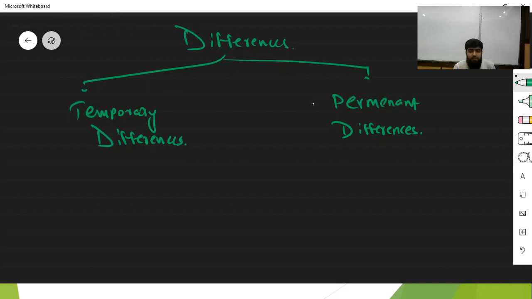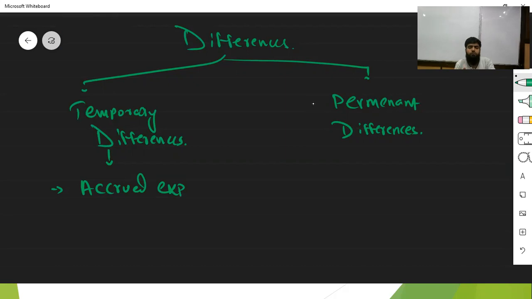But what are permanent differences? The expense which I have recorded in my books of accounts, in my accounting records, but the tax department will never ever let you record it as an expense. How could that be possible? Let's take an example. The example of a temporary difference is accrued expenses.